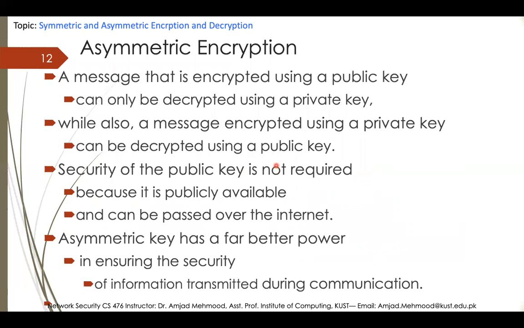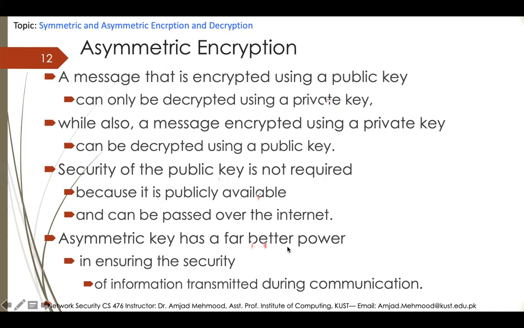In asymmetric encryption, a message that is encrypted using a public key can only be decrypted using a private key. So this was one mechanism, that a message encrypted with a public key, which is known to everyone, can be decrypted only using a private key. While a message encrypted with a private key, this is another mechanism, can be decrypted using a public key. Security of the public key is not required, as you know, because it is publicly available and can be passed over the internet.